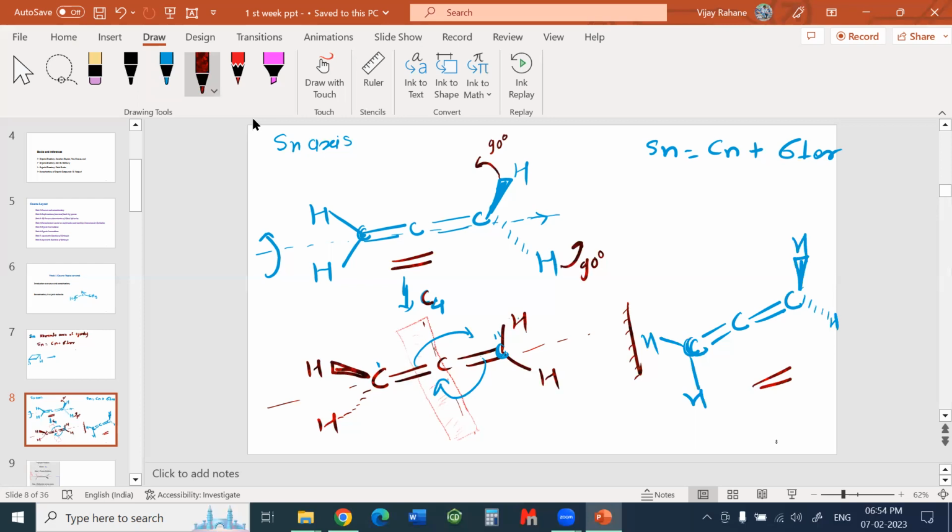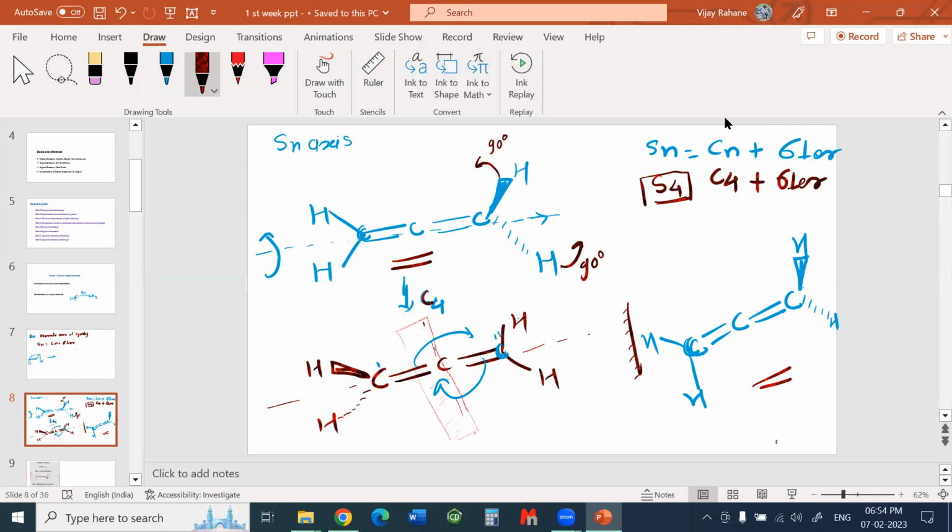So what kind of operations have we done? We did the C4 plus sigma perpendicular, right? Therefore, this axis is labeled as the S4 axis. This is an example of the alternating axis of symmetry, right? With the course progress, we will see more advanced examples. So you need to practice. So these are the four basic elements of symmetry.